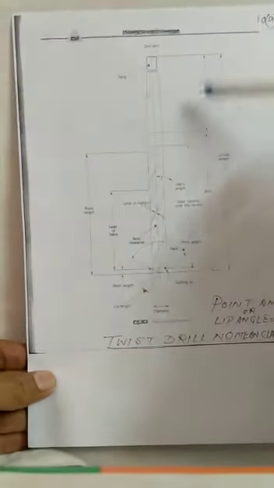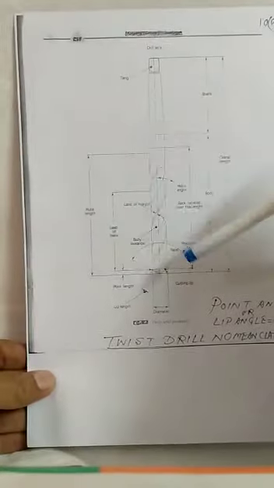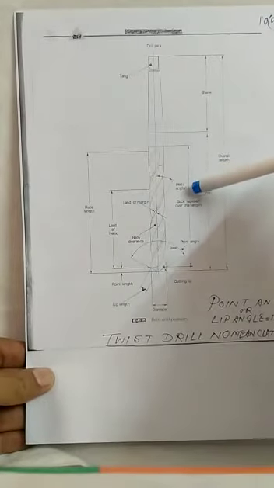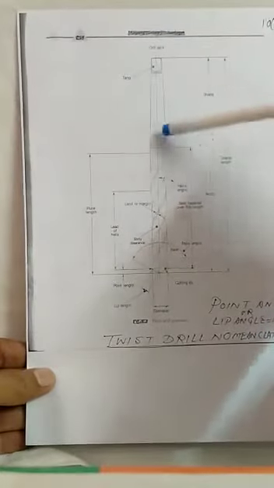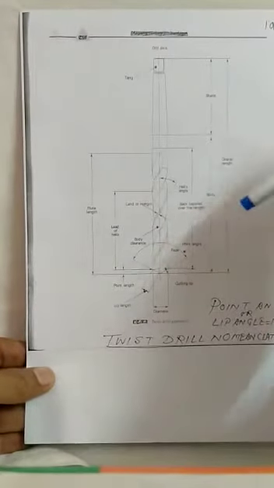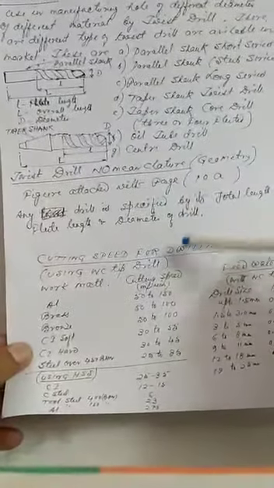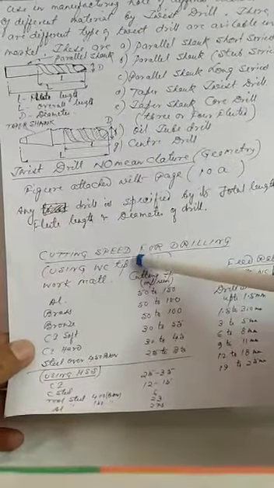So it is the total nomenclature of a twist drill, and this drill is particularly used for manufacturing processes, and it is a tapered shank drill. Okay, so we are using this drill in most places. Now the twist drill nomenclature I have shown you, and here we are just showing you the cutting speed for drilling.